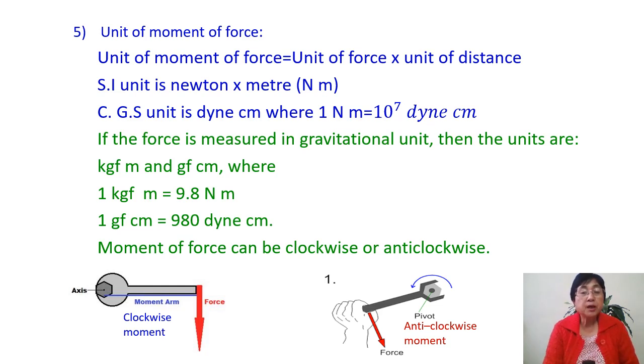Look, when a body on the application of force moves in the clockwise direction is like this. So this body is moving in the clockwise direction. So we have clockwise moment. But in this case, a body is moving in this direction. Clockwise is like this, but this body is moving opposite to it. So we have anti-clockwise moment.